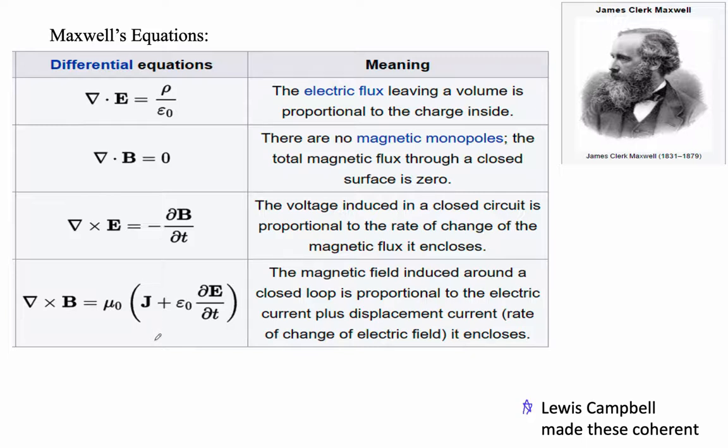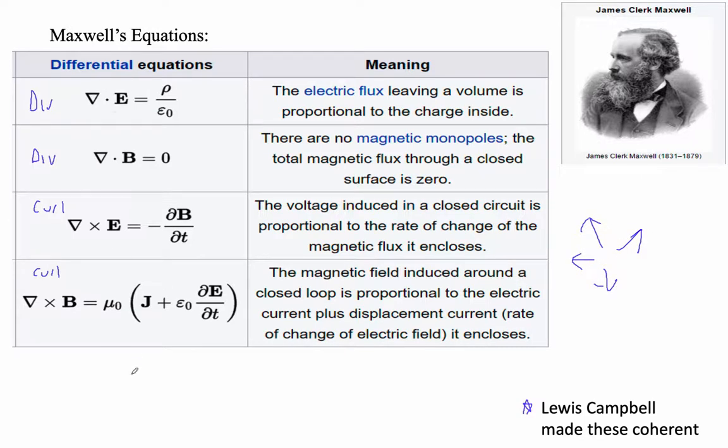Now these are differential equations. This thing here is actually an operator. When it's this dot that, this is actually divergence. And then this is curl. Divergence is the notion that the vector field is diverging from a point. So let's look at the first one.